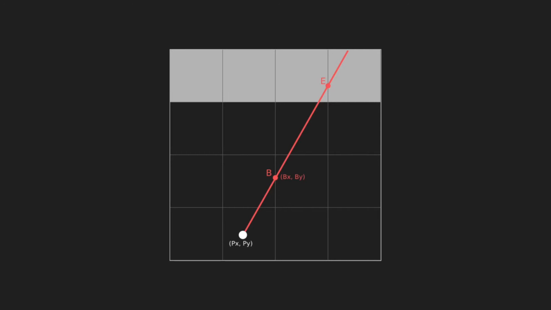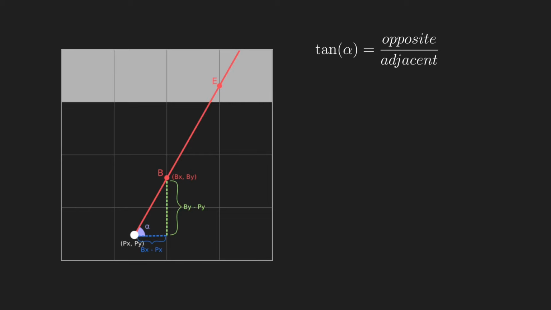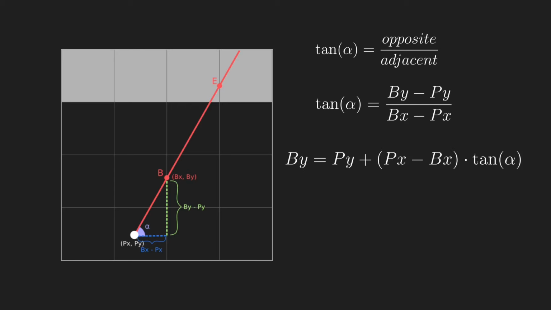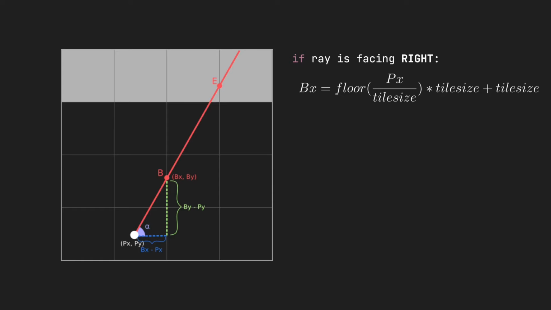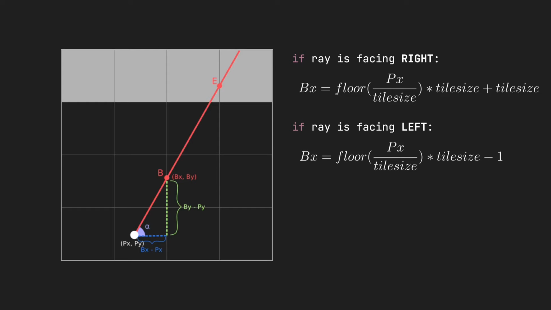Since you guys already got the idea, we know that the first thing to do is to find the position of the first intersection point. So let's make some lines here. The player has an angle, and let's again use some trigonometry. And now, should we solve for BY or BX? In this case, I'm going to solve for BY because BX will be easy to find. And now we have this little formula to find BY. BX can be found like this if the ray is facing to the right, and like this if the ray is facing to the left.